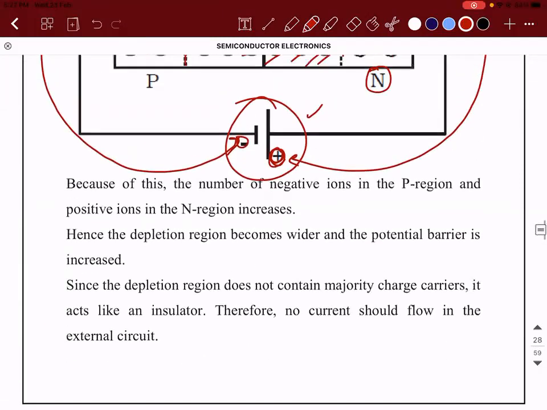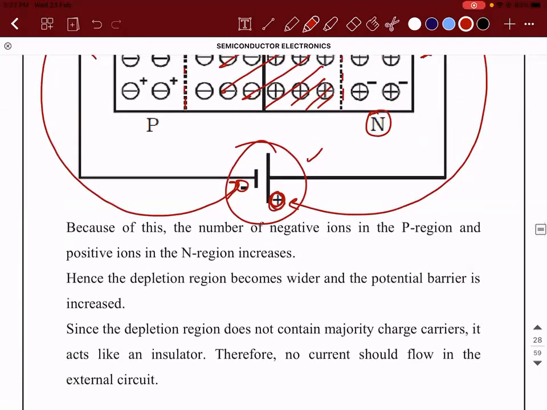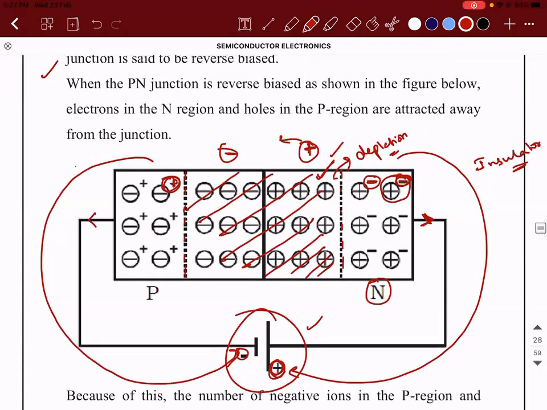Right? Now, one point that you need to make a note of here is that the width of the depletion region will increase. But the question is, can it increase for an infinite amount of time? The answer is no. It cannot happen. So the width of the depletion region will increase to a certain point, after which there will be a breakdown that has taken place. Let me explain what this breakdown is.